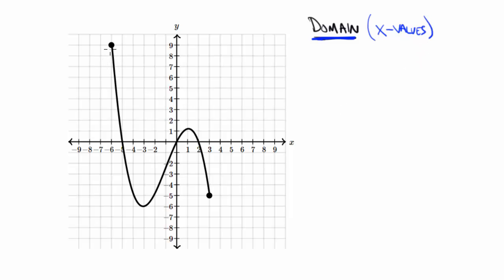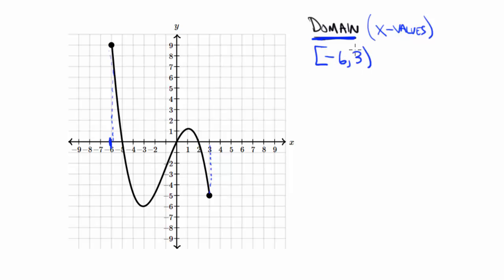And we can see that this graph looks like it starts right here, so it starts when x equals -6. And the graph keeps going, keeps going, and it ends right here, so it ends where x equals 3. So we could say here that the domain of this function is -6 to 3.